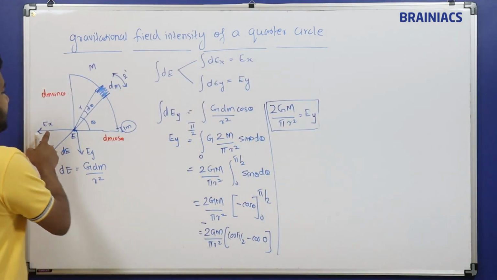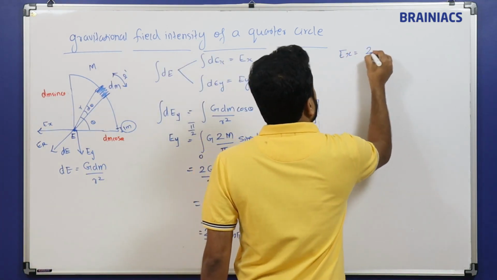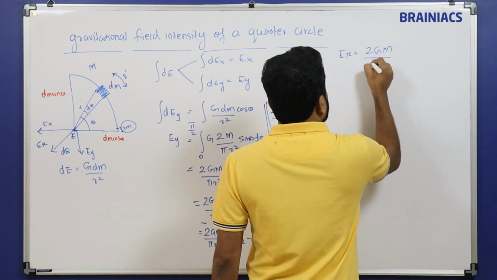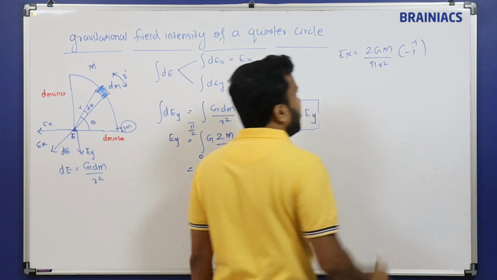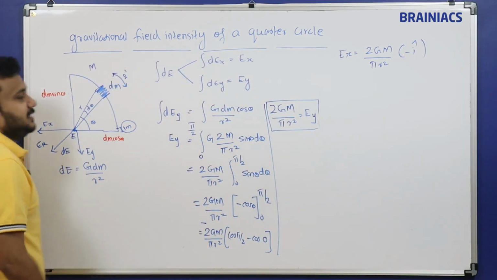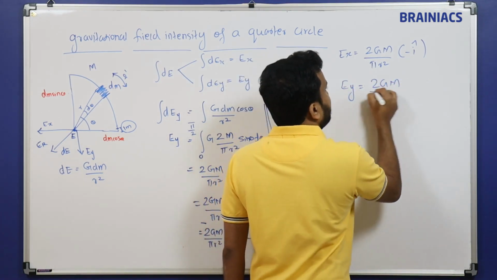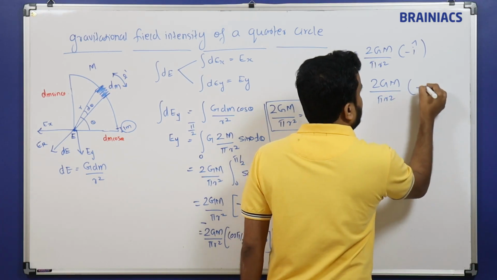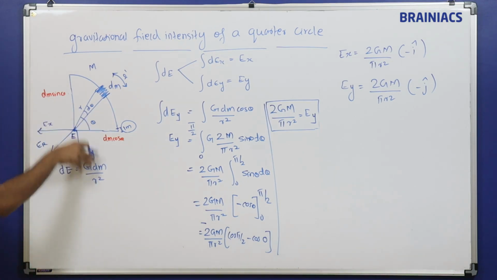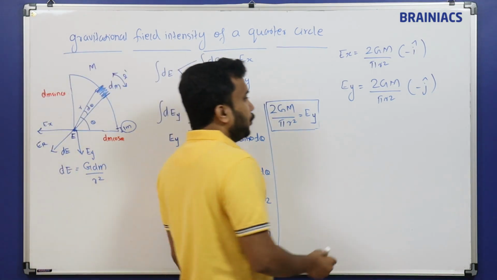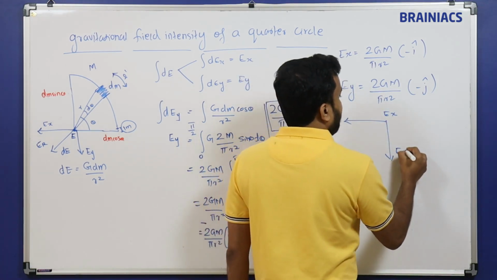What is the direction of this Ex? I can specifically write Ex is equal to 2GM by pi r square. If I want to specify the direction, it means minus i cap, minus i means minus x direction. Similarly, the gravitational field intensity along the y direction is 2GM by pi r square into minus j cap, because it is in the negative y direction. So now I have two vectors, one along the x direction and another along the y direction.